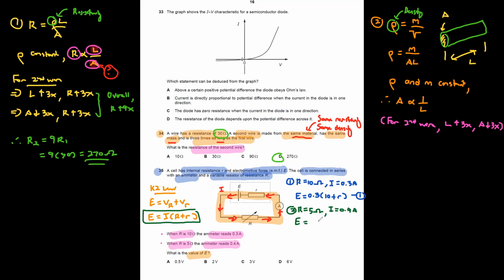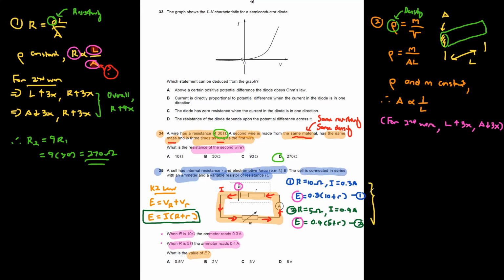E is equal to 0.4 times (5 plus r). So this is equation 2. By right, your EMF E for both cases should be the same. You did not change out the battery, so you can actually equate 1 and 2 together.